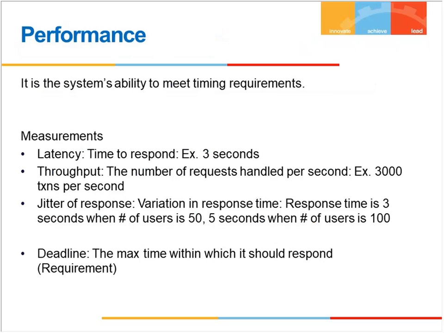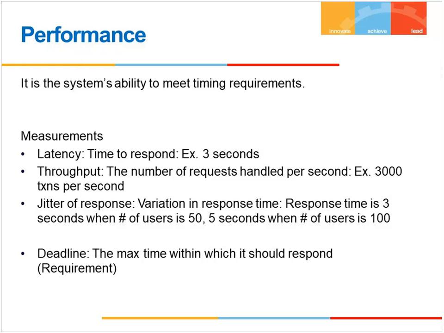Now coming to the performance. Performance has different ways of measuring it. It's not just the response time that we're talking about. The basic measure of response time is called latency. So we say that the time to respond is 3 seconds, but there are also other measures like throughput, the number of requests handled per second, let's say 3,000 transactions per second. This is how we measure the performance or the throughput of a database.